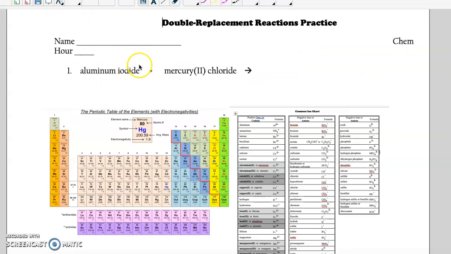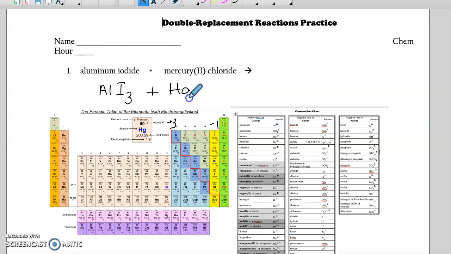So here's another example of a double replacement reaction. This one's not an acid-base neutralization, but it still works the same way. So the first thing I'm going to do is write the formulas here. Aluminum is right here. It's +3. Iodide is iodine, which is -1. So I know my formula is going to be AlI3 plus mercury, Roman numeral 2, means it's +2. Chloride is here, which is -1, so I would need 2 of those.